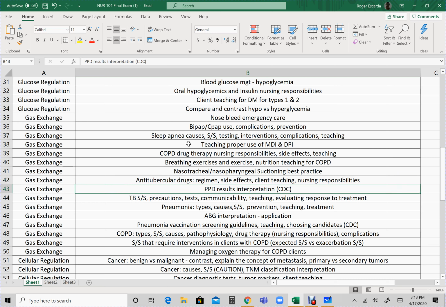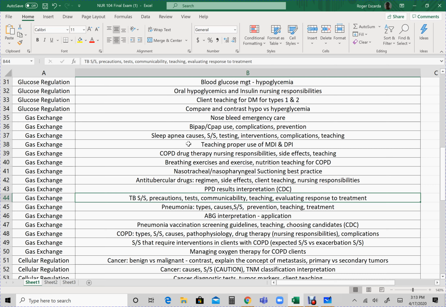PPD results. This is based on CDC. I sent you the links already in a previous email. TB, when we say TB, of course, only active TB patients have signs and symptoms. Precautions obviously is airborne. That would include you're expected to know what you should prepare, or what you would observe in an airborne isolation order.